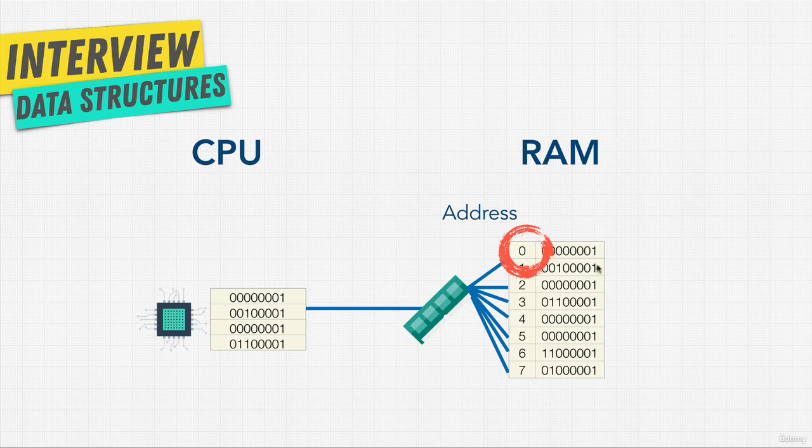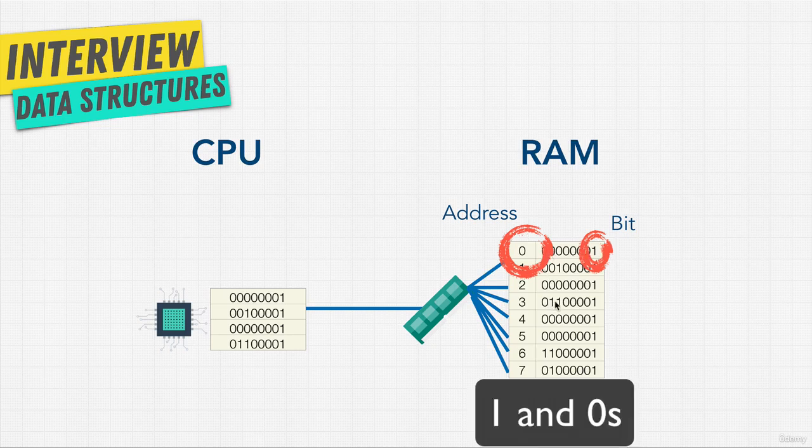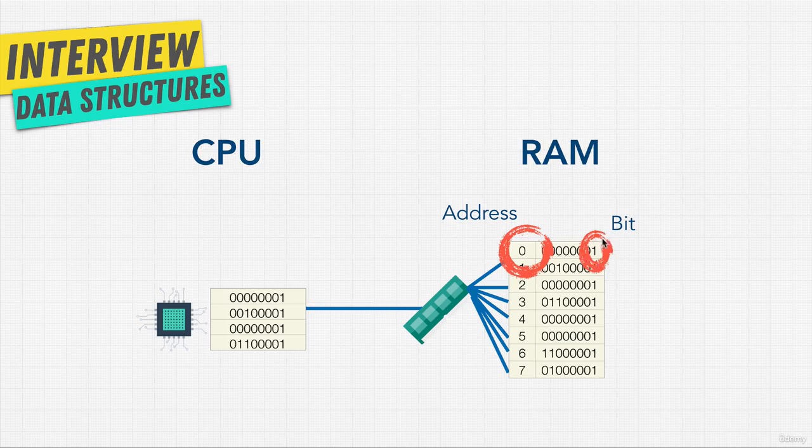Now, each of these shelves holds what we call 8 bits, or numbers. If you see here, 1, 2, 3, 4, 5, 6, 7, 8. Each one of these numbers is a bit. And a bit is a tiny electrical switch that can be turned on or off. But instead of calling it on or off, we call it 1 or 0. And 8 bits is called a byte. Each shelf has 1 byte of storage.